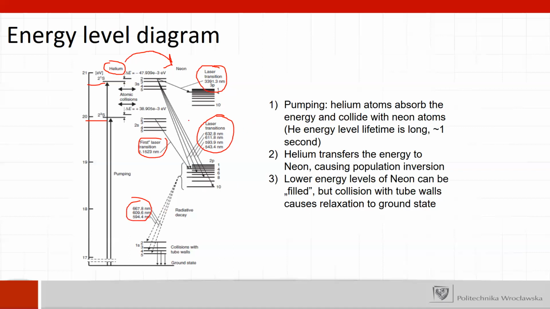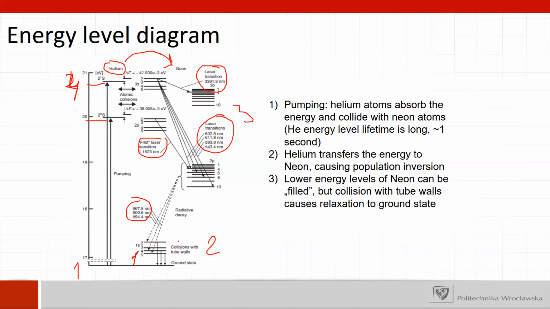So in general, this is something like a 4-level system, because we have the ground state and the upper state. Maybe we will mark it as 4. We have the upper laser levels, which are the 3 here, and we have a second level, which is above the ground state here. Okay, so this is the lower energy level of neon, but it is located above the ground state, right?